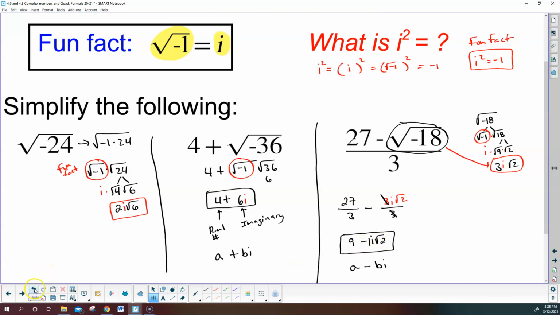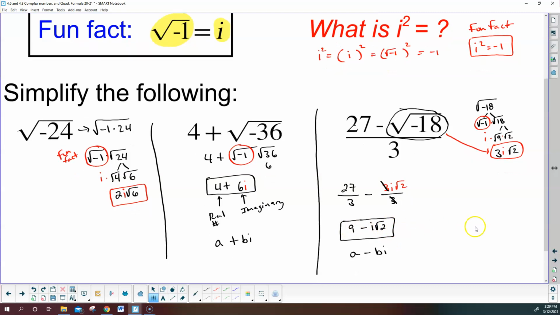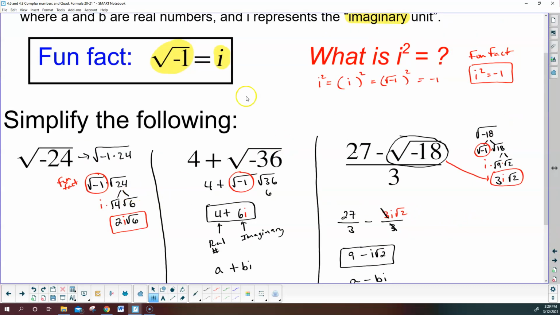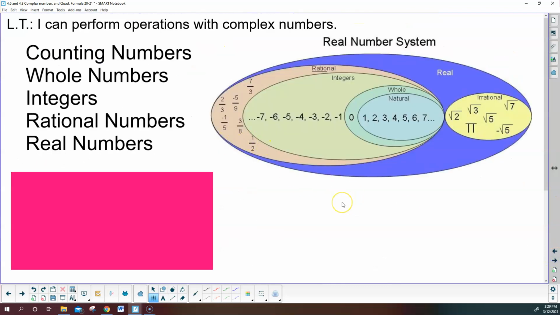I don't love that 1 there, so I'm just going to call it i square root of 2. But we can't combine those two because this is real, this is imaginary, and you cannot combine those. So that's just simplifying, getting used to using the fun fact. We're going to look at the idea here, and I don't want you to write this down. This is just giving you a little idea of where we're coming from.